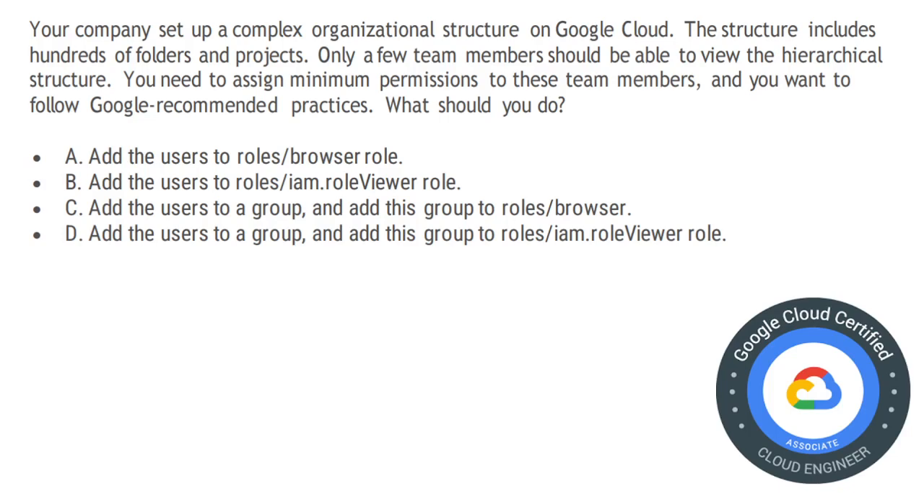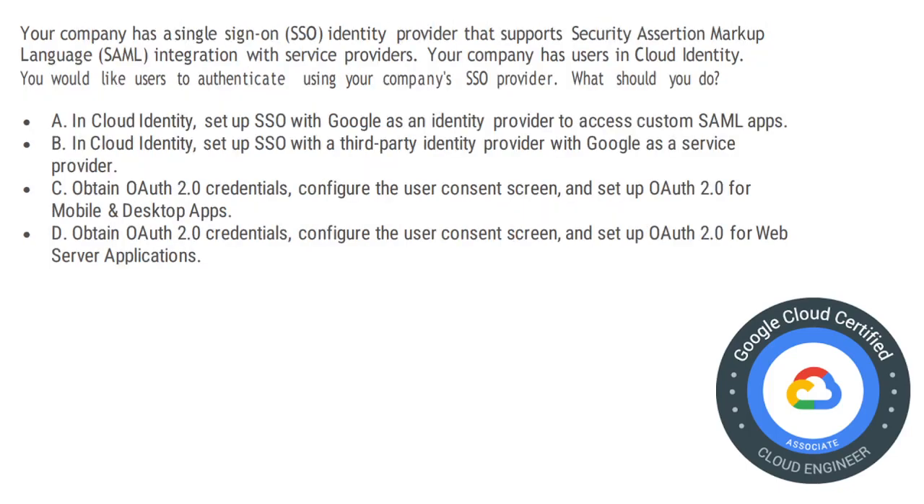Next question is, your company set up a complex organizational structure on Google Cloud. The structure includes hundreds of folders and projects. Only a few team members should be able to view the hierarchical structure. You need to assign minimum permissions to these team members, and you want to follow Google's recommended practices. What should you do? Answer is option C, that is add the users to a group and add this group to the roles or browser.